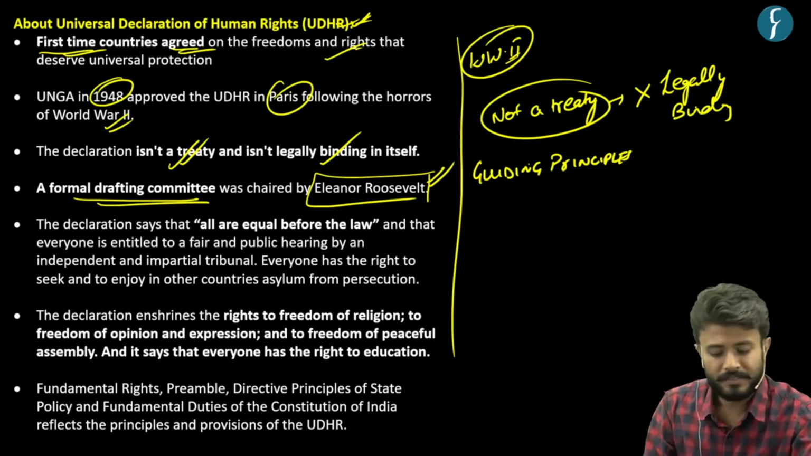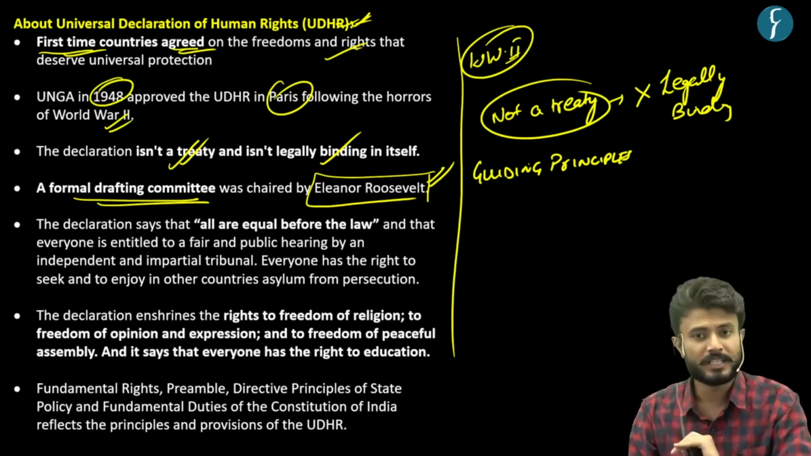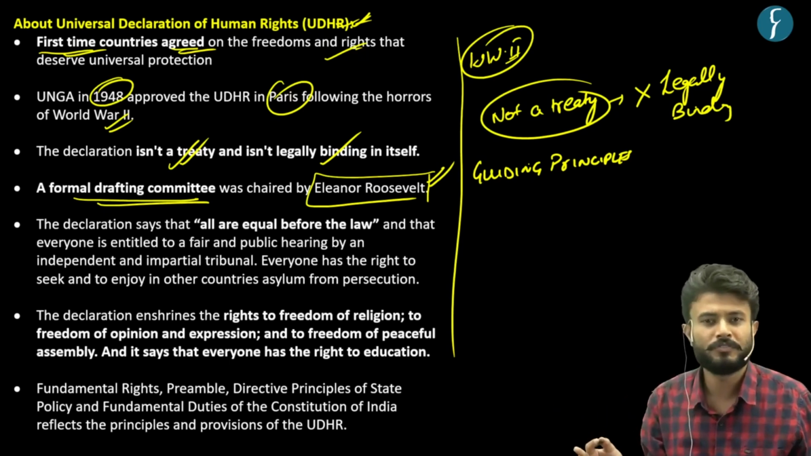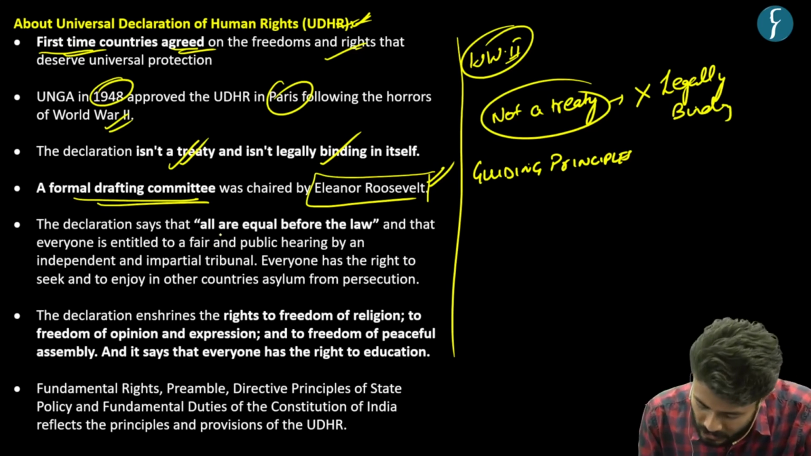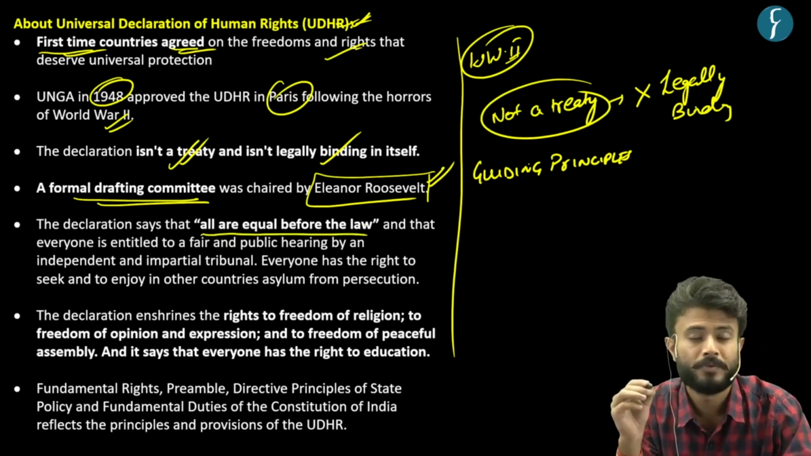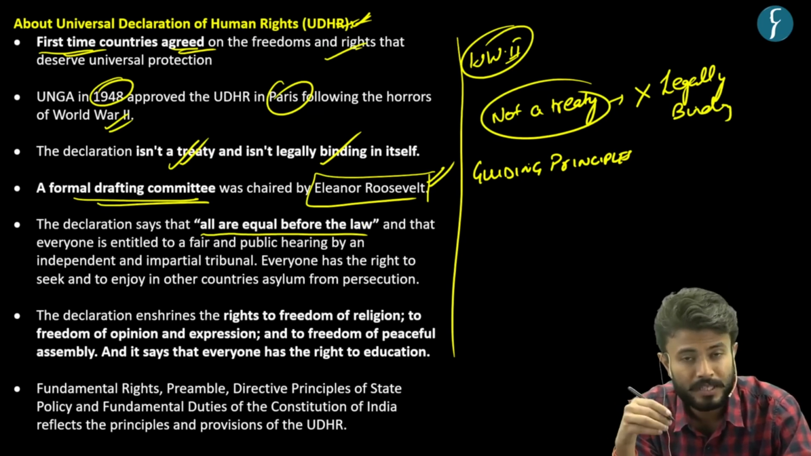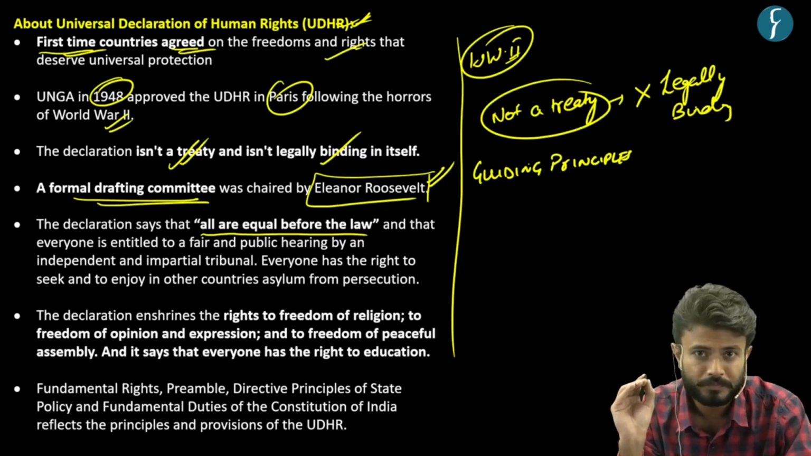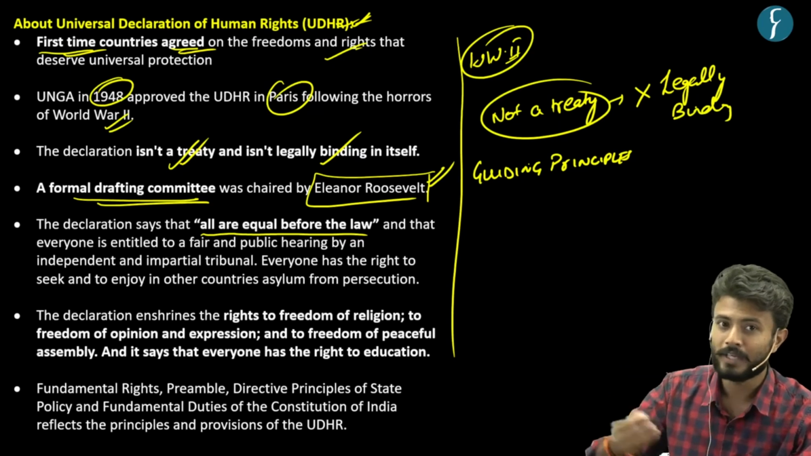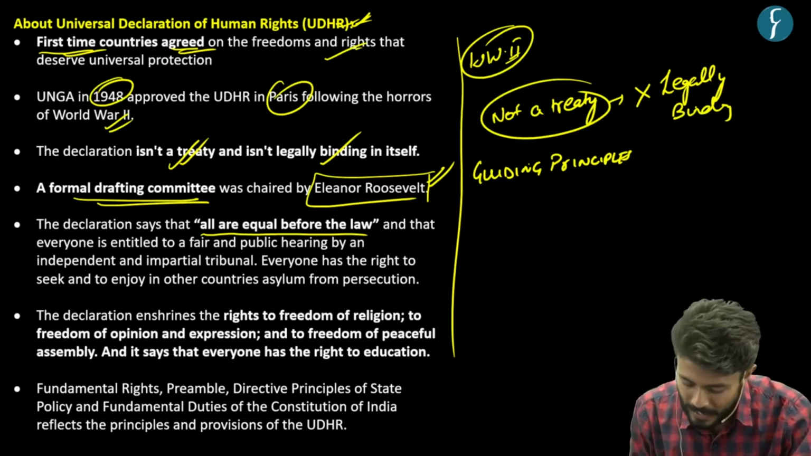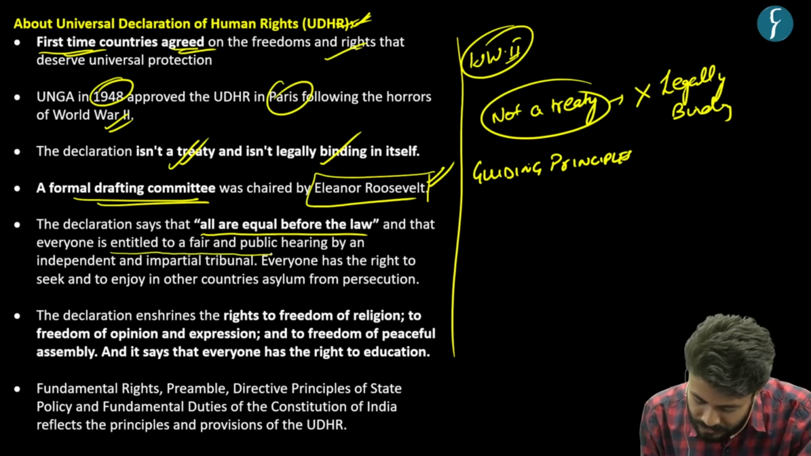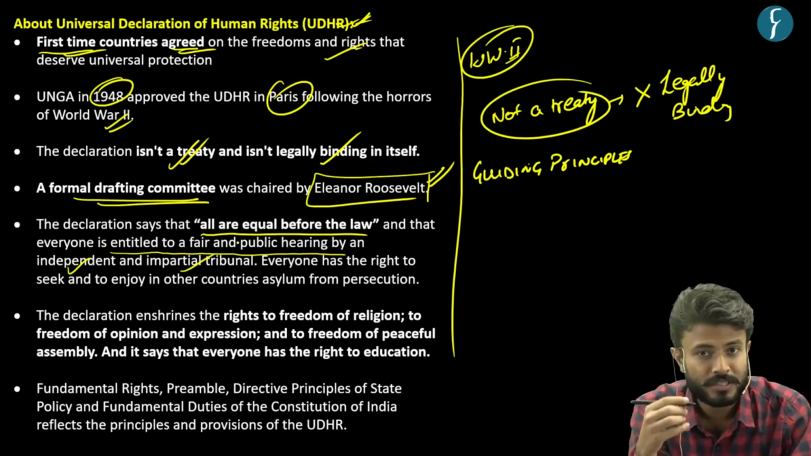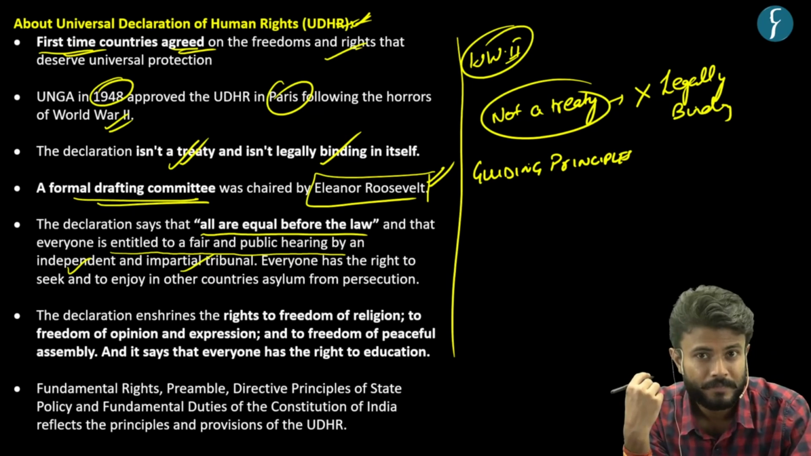Just factual information, so just remember the name. Now, the important lines: if I have to read what is written in this declaration, just listen to them. This will give you an idea of what the whole Universal Declaration of Human Rights is all about. The declaration says that all are equal before the law, which means that every person in any continent, in any country, is equal before the law. Now just connect it with Article 14 of India's Constitution, right? And that everyone is entitled to a fair and public hearing by an independent and impartial tribunal. So this shows the relevance of an independent judiciary, right?